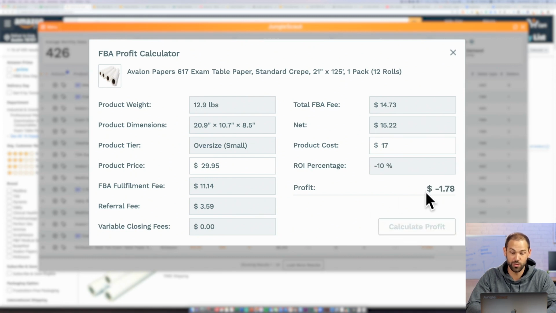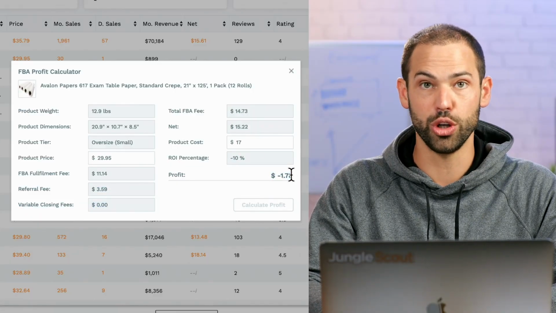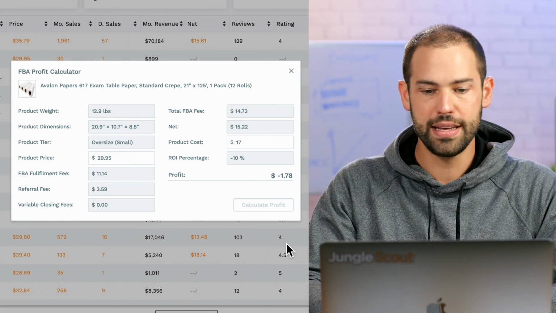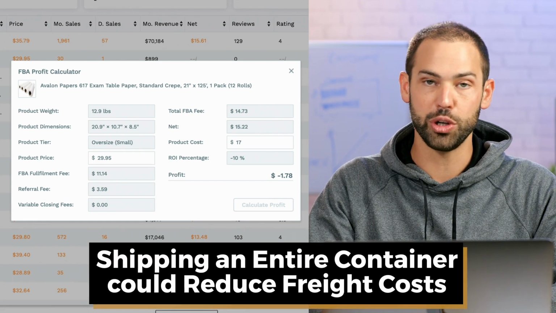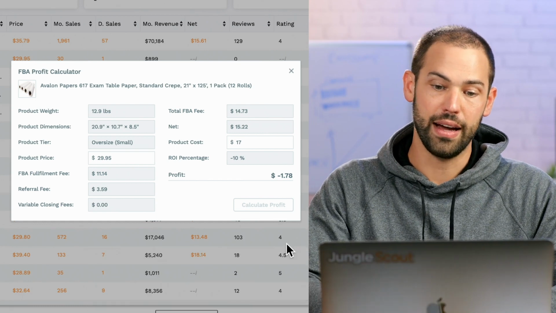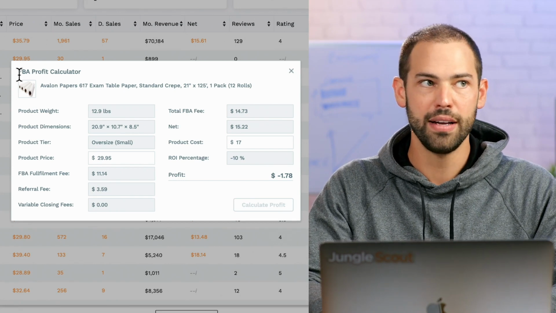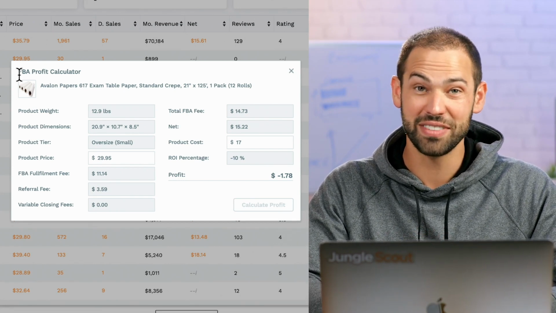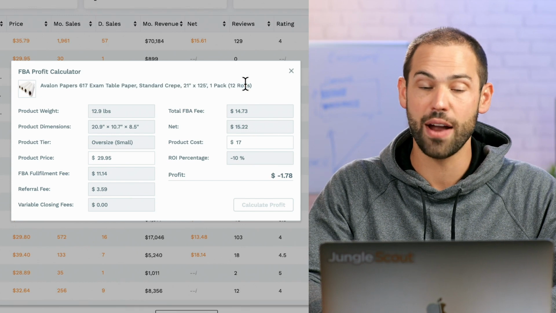All right, so at that rate, actually, we would not even be profitable before you factor in any PPC costs or any additional storage fees or anything else. So this is definitely not off to a good start. There is a possibility that it's going to be less than what I'm estimating here. Maybe if we shipped an entire container full of these, the shipping costs would go down. Maybe the quotes that we were seeing on Alibaba, maybe these rolls would be closer to like the 50 cent or 75 cent amount. But I'd say this product so far is not off to a good start.